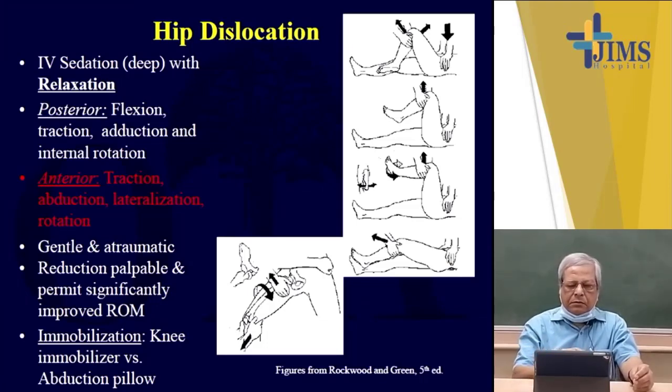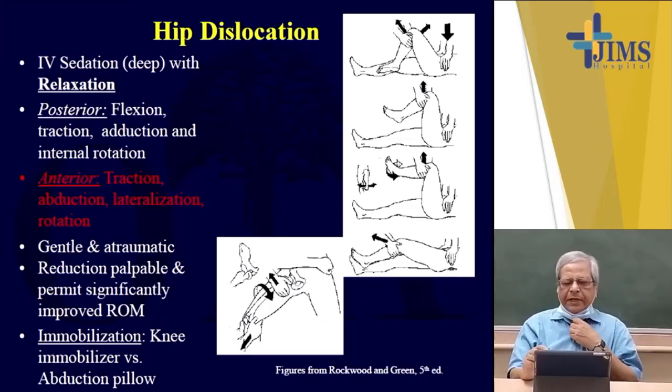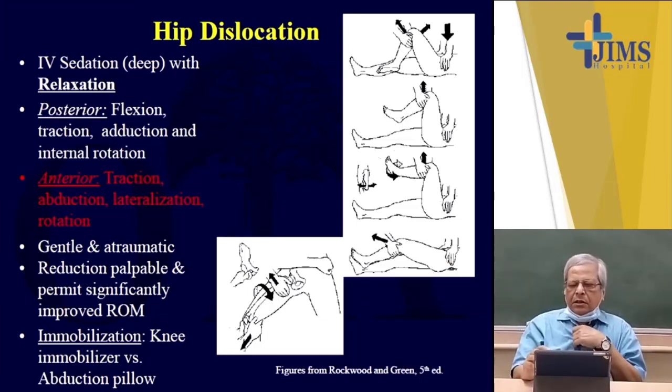Flexion, traction, adduction and internal rotation. When the femoral head gets dislodged, one can feel it, then it is straightened, extended and externally rotated. The position of displacement is flexion, adduction and internal rotation. That has to be reversed.